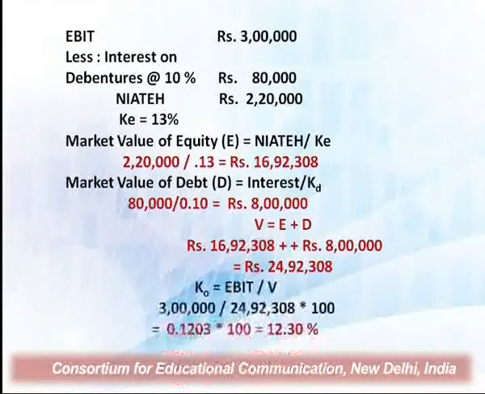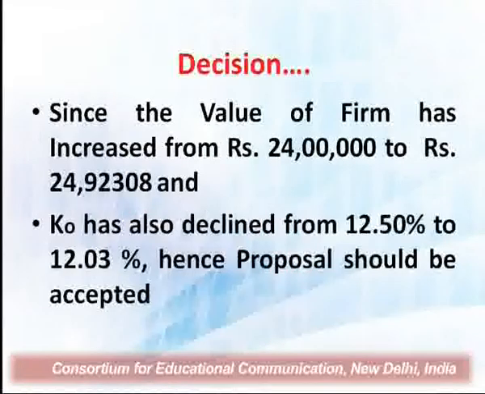And if we have to calculate overall cost of capital, very simple, EBIT by value of firm, 3 lakh rupees divided by 24,92,308 into 100, the cost of capital becomes 12.30%. Now, with this given value of firm and cost of capital, we have to take a decision whether it should be accepted or not. What is my decision? We have to compare both the values of firm. Since the value of firm has increased from 24 lakh rupees earlier to 24,92,308, so it's a positive move.